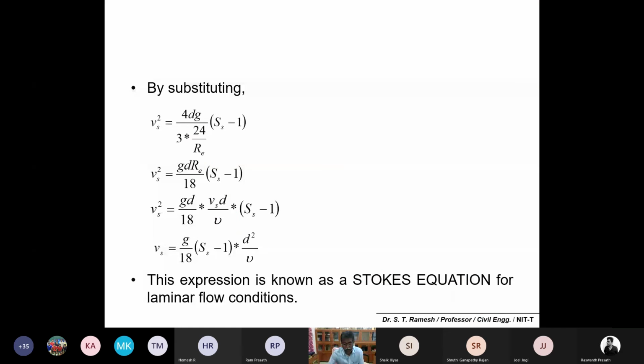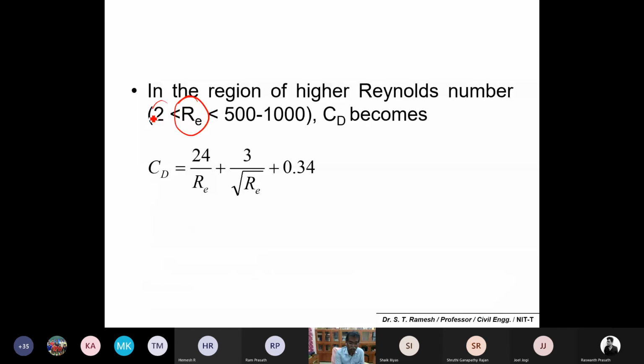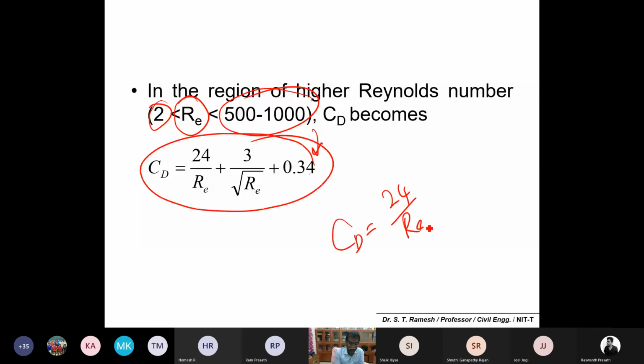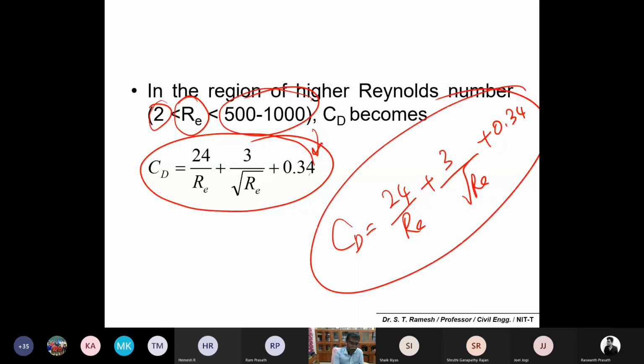If the Reynolds value is more than 2, up to 500 to 1000, then a CD correction has to be done using this formula: CD equals 24 by Re, plus 3 divided by root of Re, plus 0.34. Please remember this value. You check the value of Re using Vd by nu, and if it is greater than 2, you correct CD by this formula. This equation is very important for calculating the settling velocity of the particle.